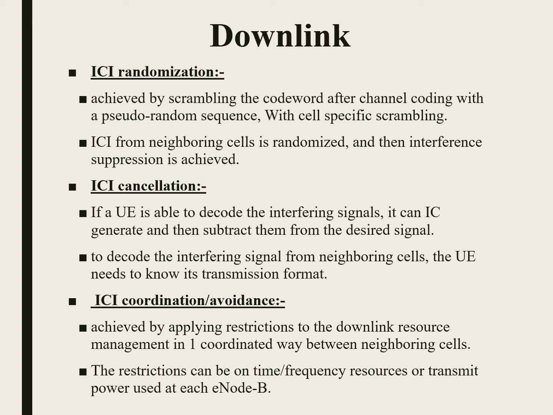ICI coordination or avoidance is achieved by applying restrictions to the downlink resource management, which is coordinated between the neighboring cells. The restrictions can be on time or frequency resources or transmit power used at each eNode.